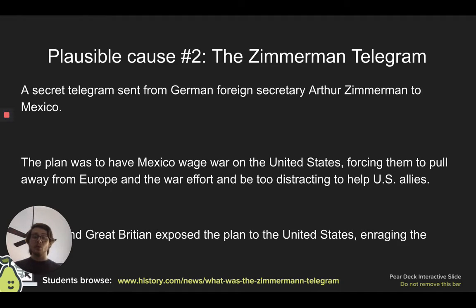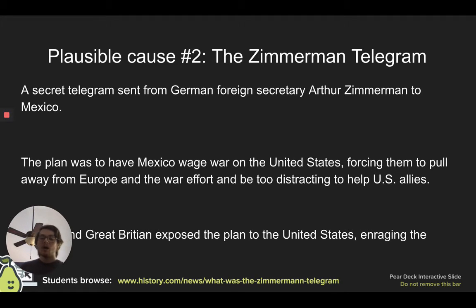So Germany's Foreign Secretary, Arthur Zimmermann, sent a secret telegram to Mexico urging them to wage war on the United States. And as a result, they'd win back Texas, New Mexico, Arizona. Mexico would get all their land back. It'd be great. And Germany would back them and fund them.